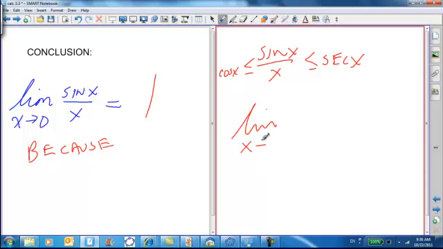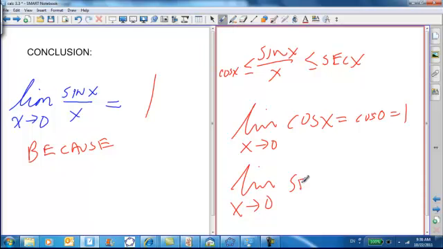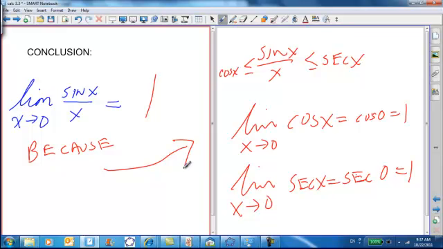Secondly, the limit as x goes to 0 of the cosine of x, just by direct substitution, is cosine of 0, which equals 1. And we'll review that trig in a bit. The limit as x goes to 0 of the secant of x is the secant of 0, which is also 1. So these three ideas have to come together for this proof of why the limit as x goes to 0 of sine of x over x equals 1. Okay? That's the squeeze theorem.